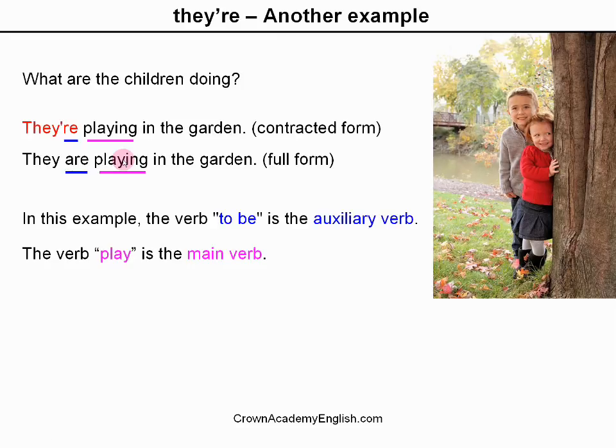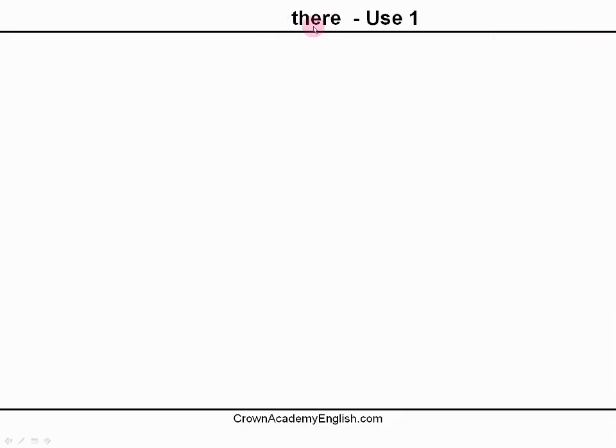So when we have the verb to be as an auxiliary verb, and then a verb in the ing form, then that is the present continuous. So this tense is the present continuous. So when we are using the present continuous in the contracted form, the third person plural is they're. Okay? Now, there.